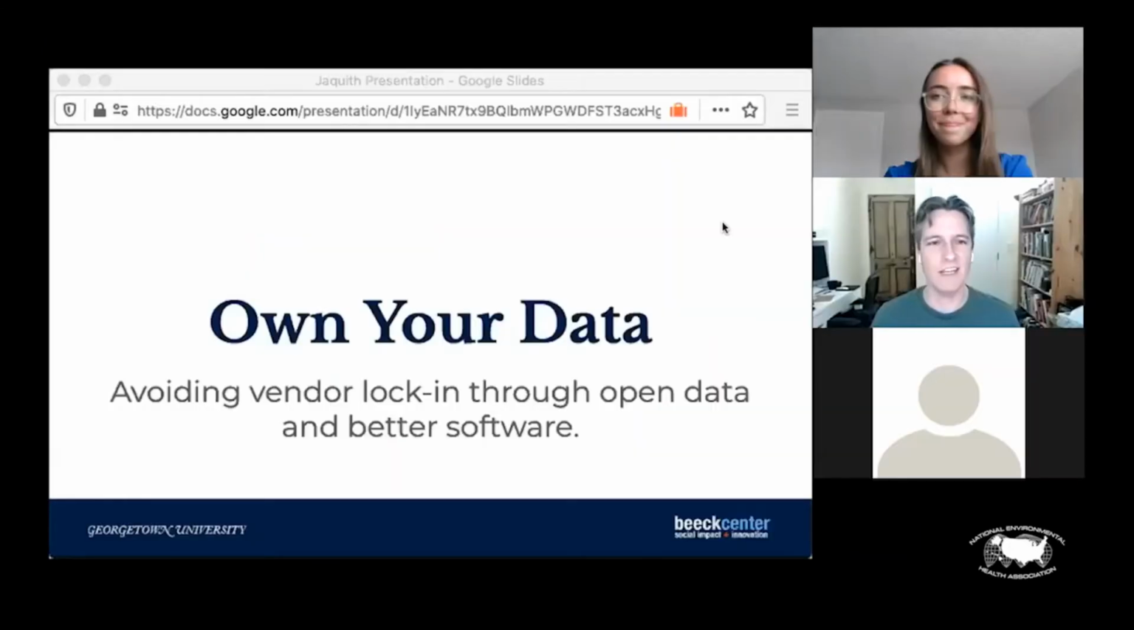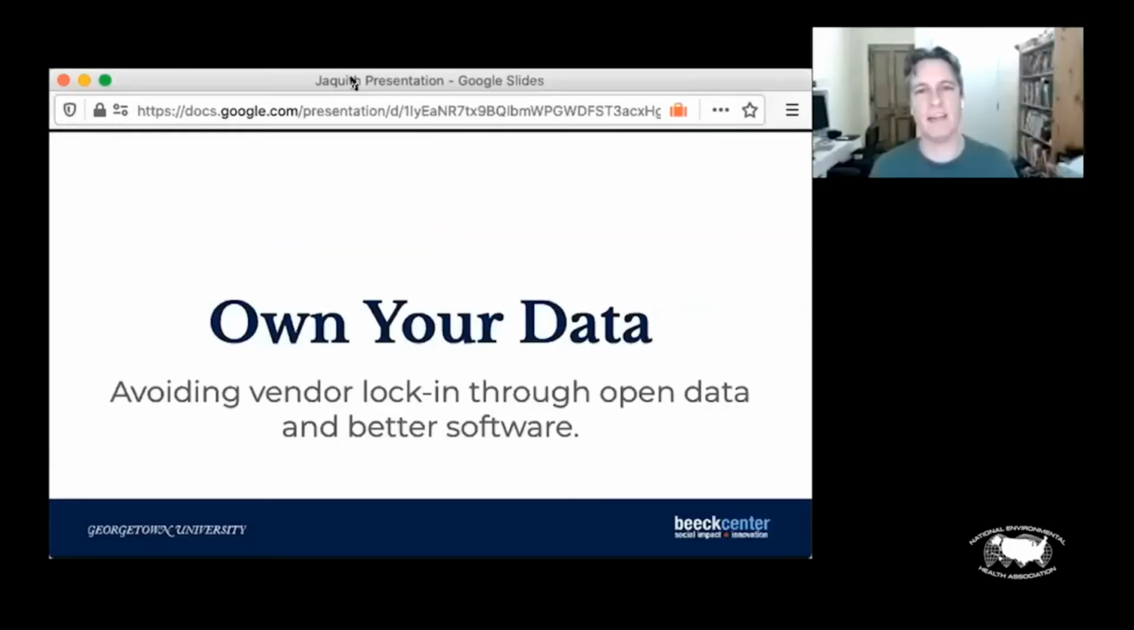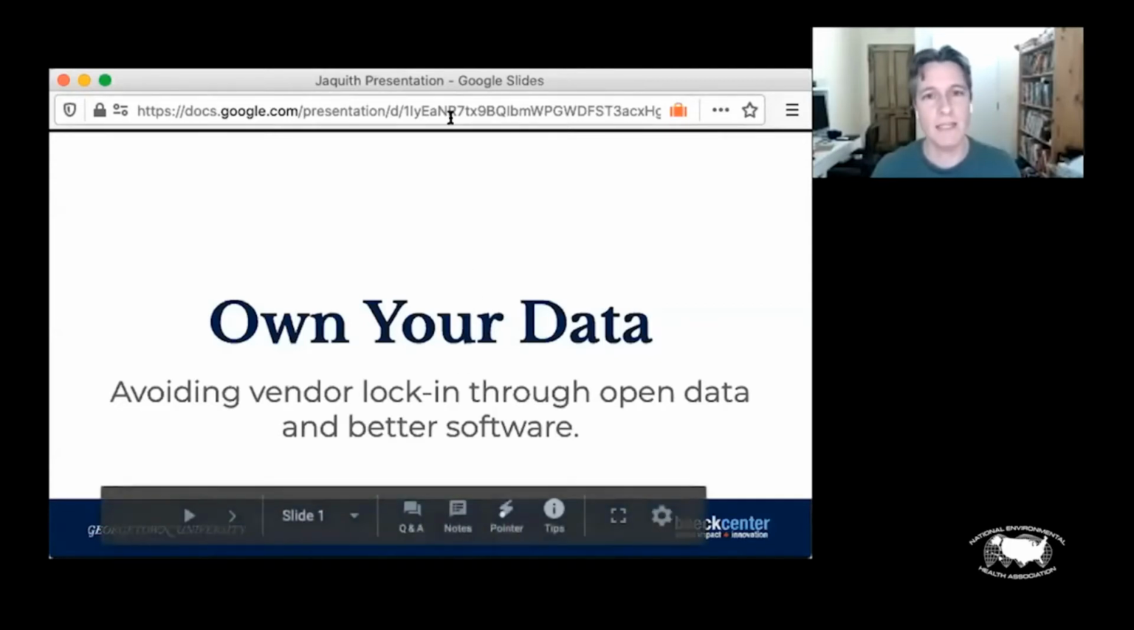Let me bring up my slides here. I'm going to talk to you today about the need to own your data, why it's wicked important that the data that you are storing in systems actually be yours to, as the subtitle says, to avoid vendor lock-in through open data and better software.